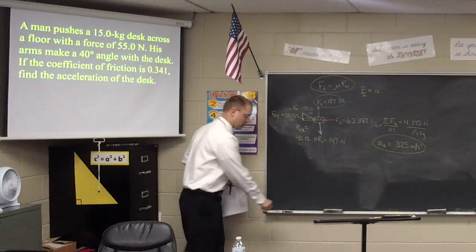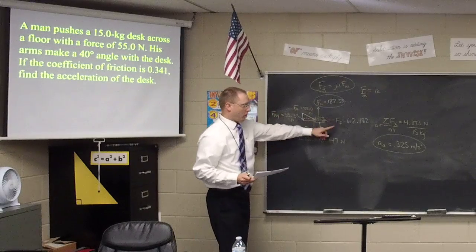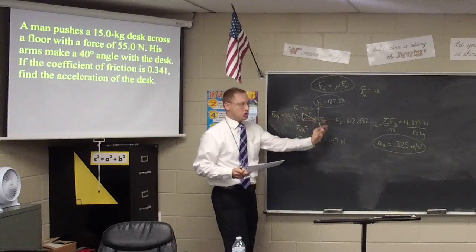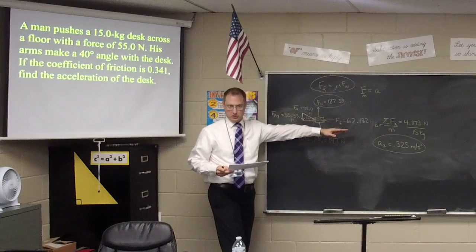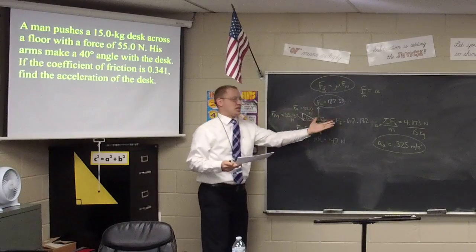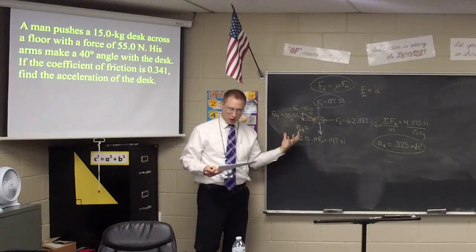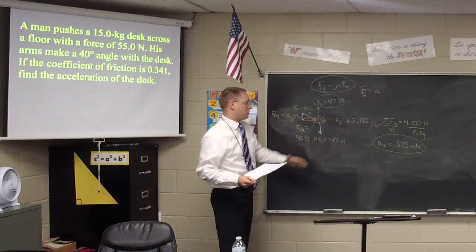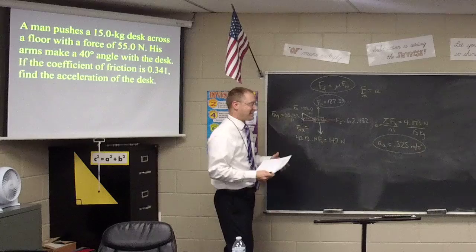0. There is no acceleration in the desk. Now, I should quantify again. Friction is up to 62.182 newtons of resistance, right? So it's not that friction overmatches and the desk starts sliding out, because friction only resists. It does not cause. It resists with up to 62 newtons of force. Not that many newtons were applied.